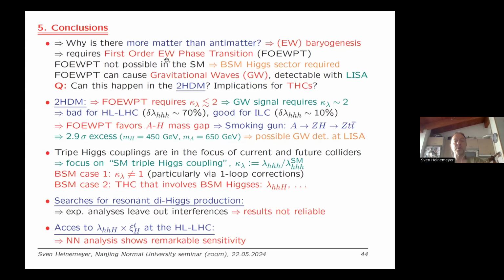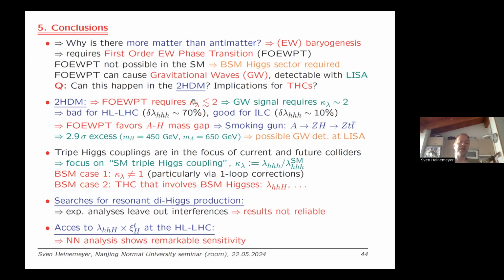I started out with a question: why is there more matter than antimatter? The answer is electroweak baryogenesis. This brings us naturally to the first order electroweak phase transition. This brings us naturally to BSM Higgs sectors. And as a bonus, this may give us gravitational waves detectable at LISA. Our question was, can this happen with 2HDM? What are the implications for the triple Higgs couplings and for the gravitational waves?